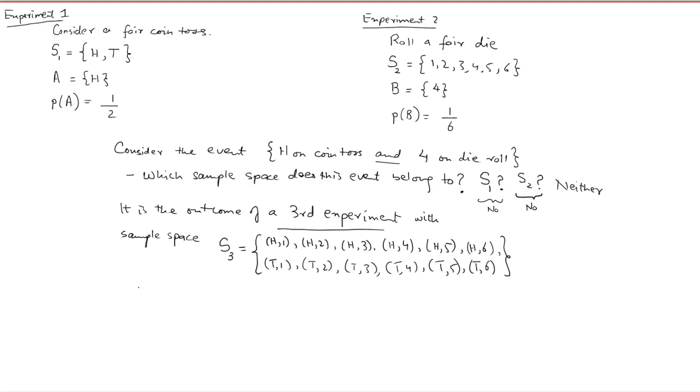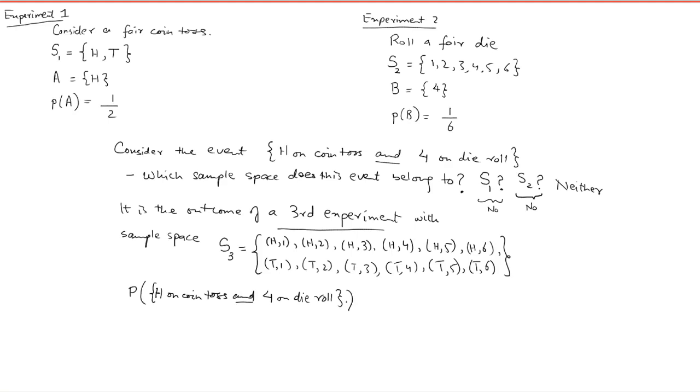So we can write the probability of this event: head on coin toss and 4 on die roll.